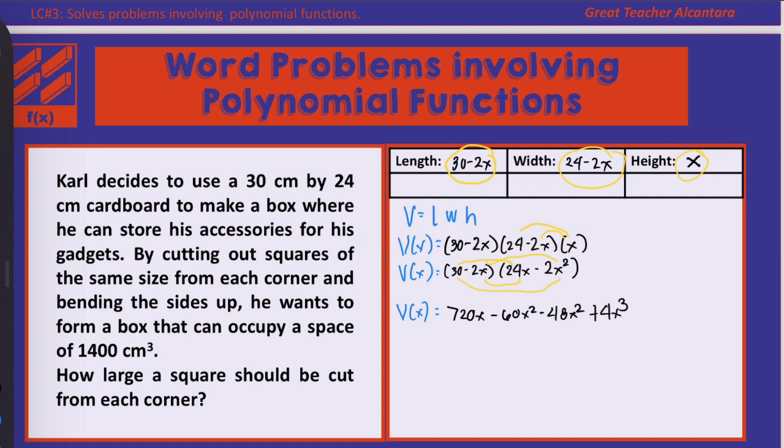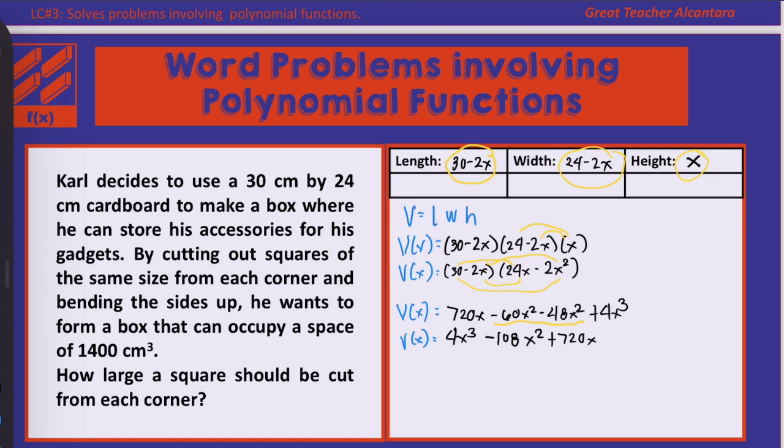So here, what you will do now is rearrange the function. If you remember earlier, with the introduction, it should be arranged properly from the highest degree to the lowest. So the volume function will have 4x cubed, and then we will simplify negative 60x squared and negative 48x squared. They are like terms. Negative 60 minus 48 will give us negative 108x squared. Then plus 720x.